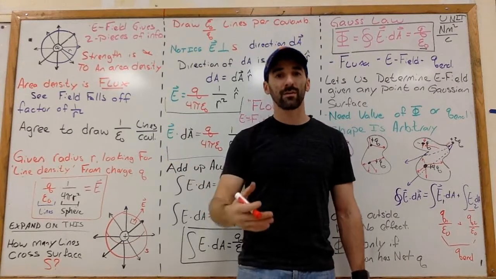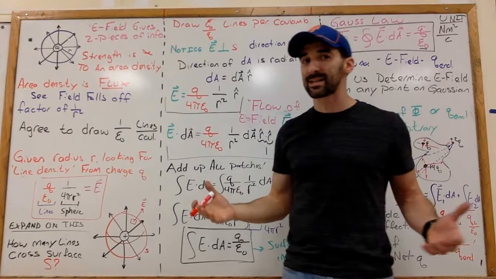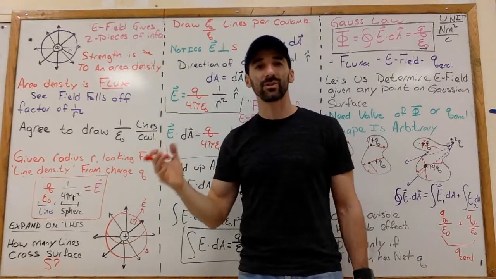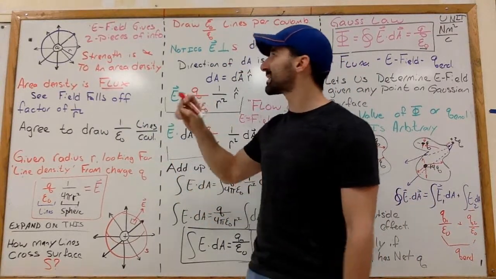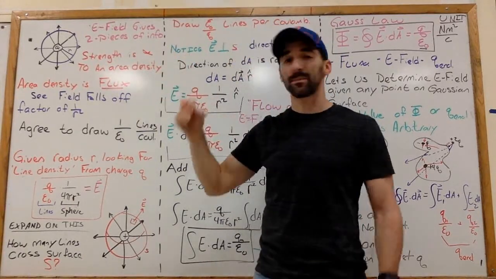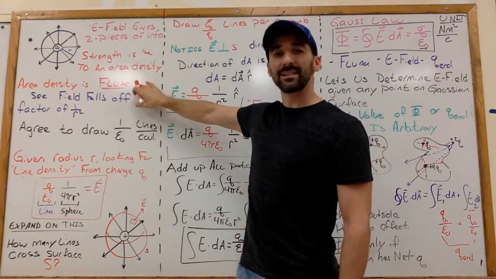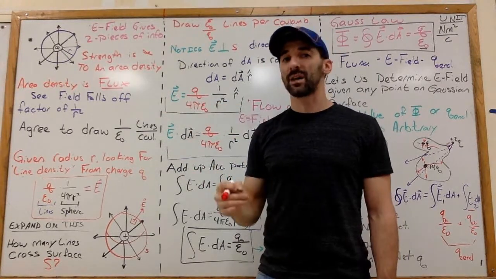Now that sounds kind of arbitrary, because if I draw one and you draw one, they might look different. Maybe you have more lines than I do. How do we know how many lines to actually draw? Well, it's really an area density. We know that the strength is proportional to something in this area density. Well, what area am I talking about? This area density is something we're going to refer to as a flux.